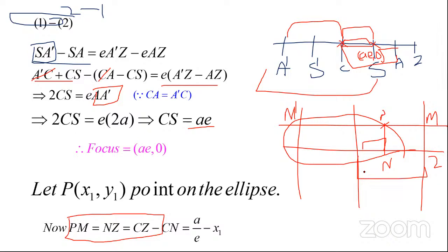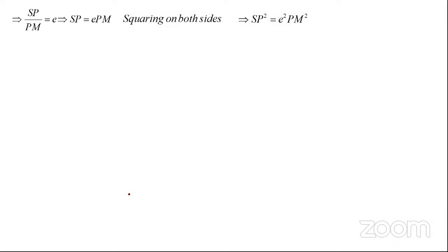Then CZ value from the directrix, from 1 plus 2, is A by E, and CN is nothing but x1, because this is the point P, x1 comma y1. So this length is x1 and this length is y1. So we get PM equal to A by E minus x1. Now from the conic definition, SP by PM equal to E, that is SP equal to E PM. Squaring on both sides, SP square equal to E square PM square. Then SP square is nothing but, what is the S value?